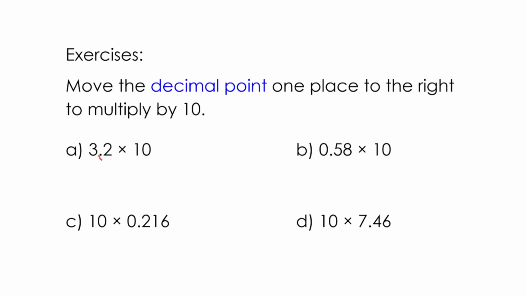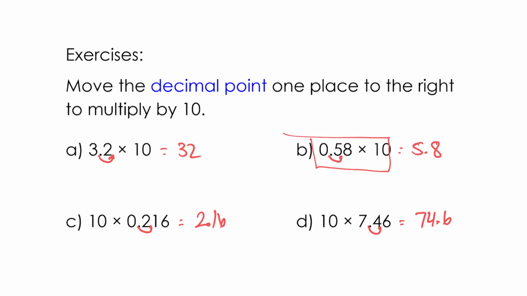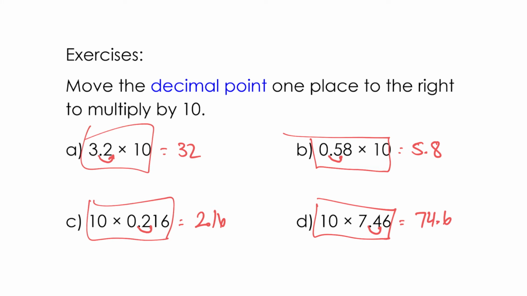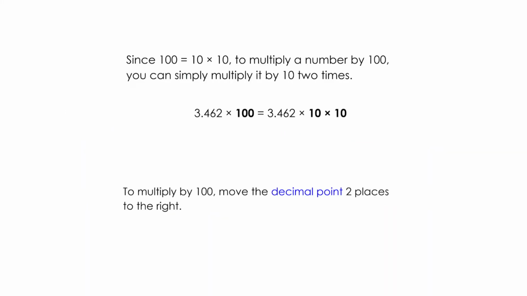So this would go from here to here. So it would be 32. By 10, from here to here, this would be 5.8. And by 10, you would move that over here to 0.16. And from here to here, that would be 74.6. Again, use a calculator to multiply this first to see why we do this and that the answers are all the same. So this is just easier to do if you don't have a calculator.